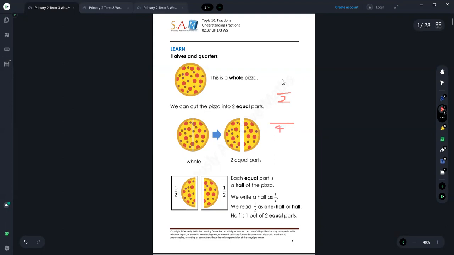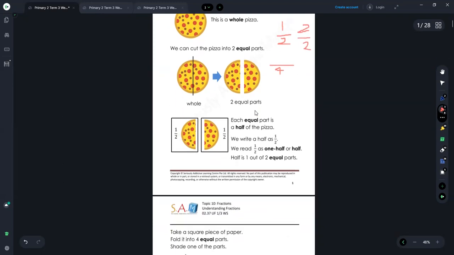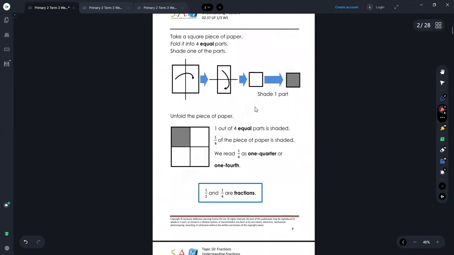So 2 parts means that there are 2 pieces. Here you can see half of it will be 1 out of 2, and then the other half will be 1 out of 2. Put together, it is 2 out of 2, which makes one whole pizza. So get them to understand this idea.